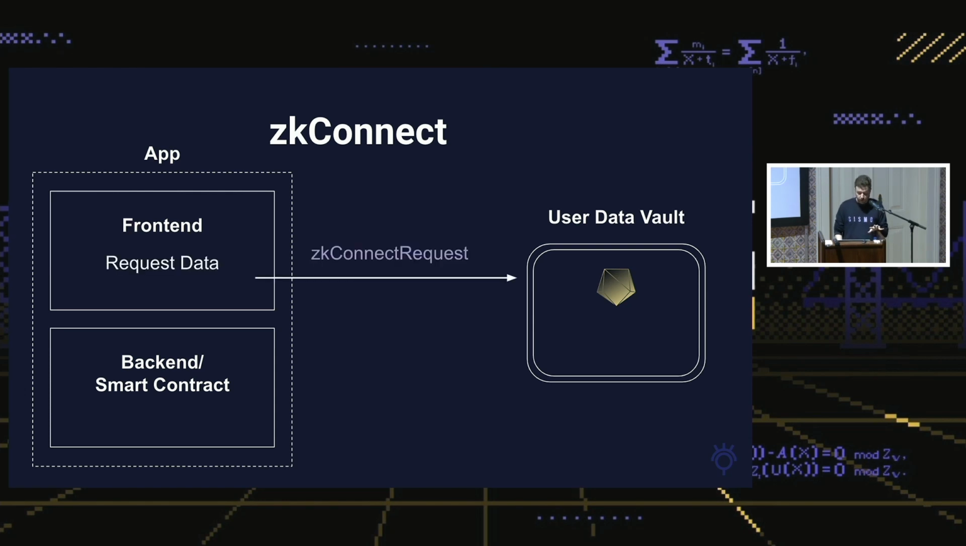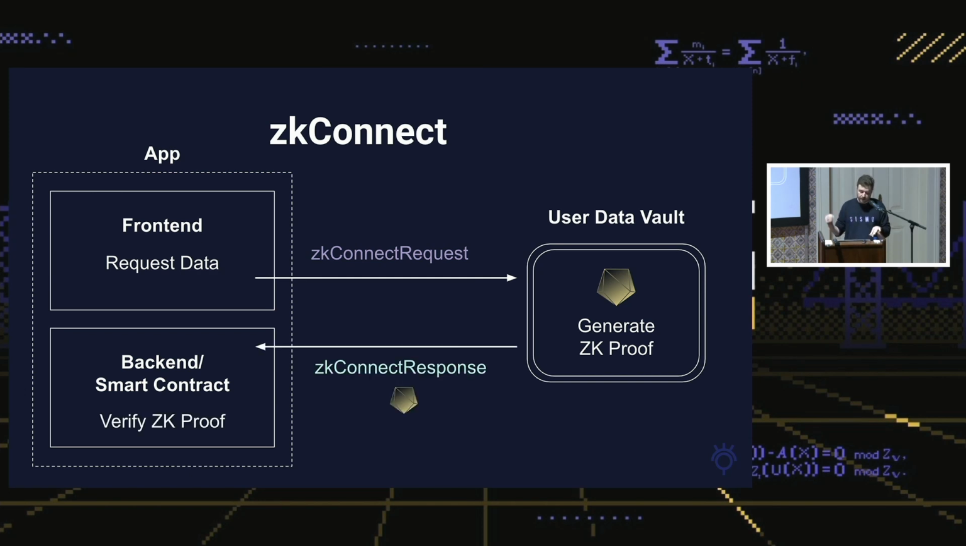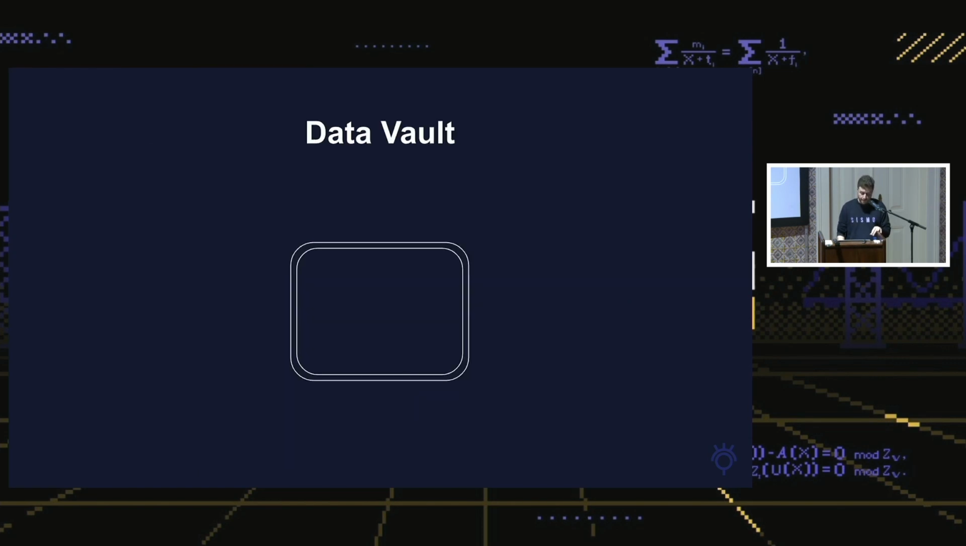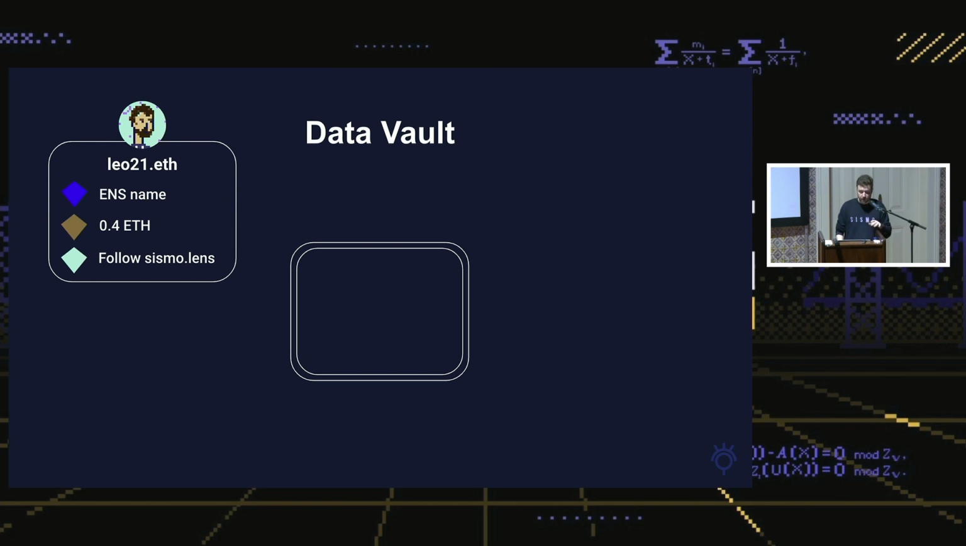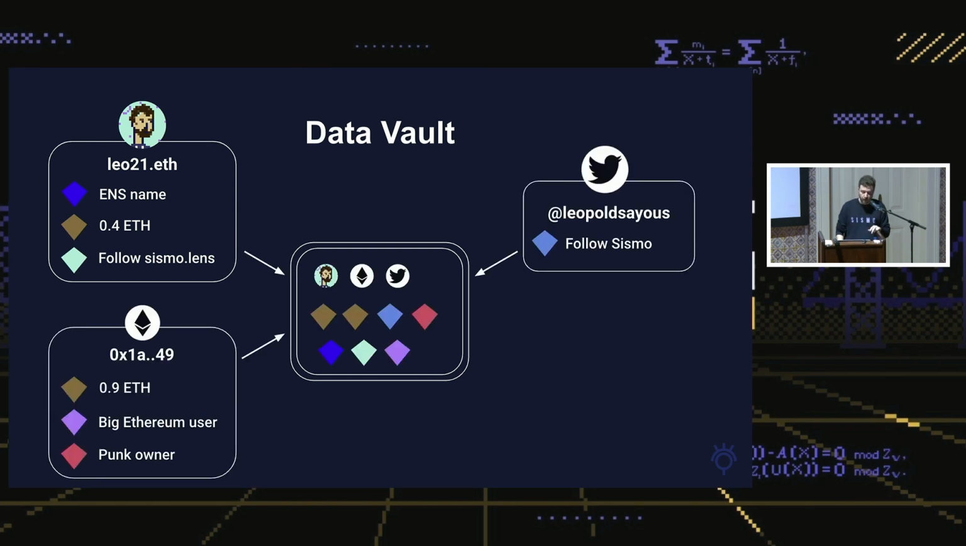So for the flow, more technically, we have what we call the zkConnect request. As an application in the front end, you generate this zkConnect request. Then the user is redirected to his Sismo data vault. He generates the ZK proof directly in the browser, so it's privacy preserving. And it sends back this proof in a zkConnect response that is verified directly in the app. The Sismo data vault is playing already: you import all your different accounts, and automatically it finds all the data you have and adds it inside this Sismo data vault.